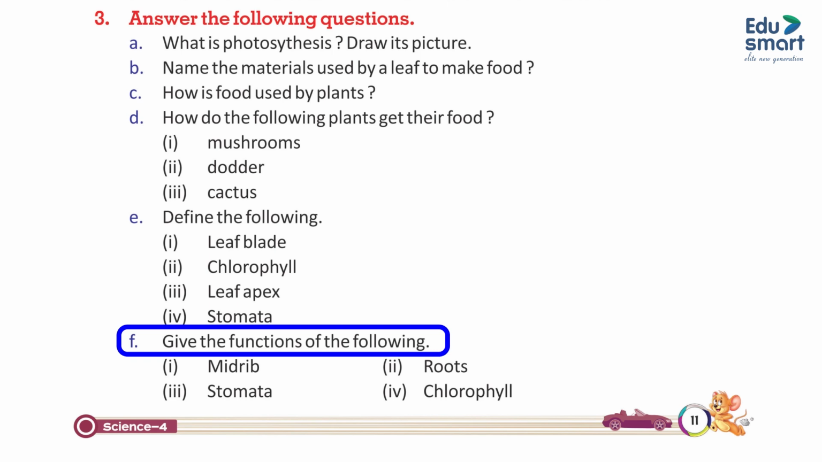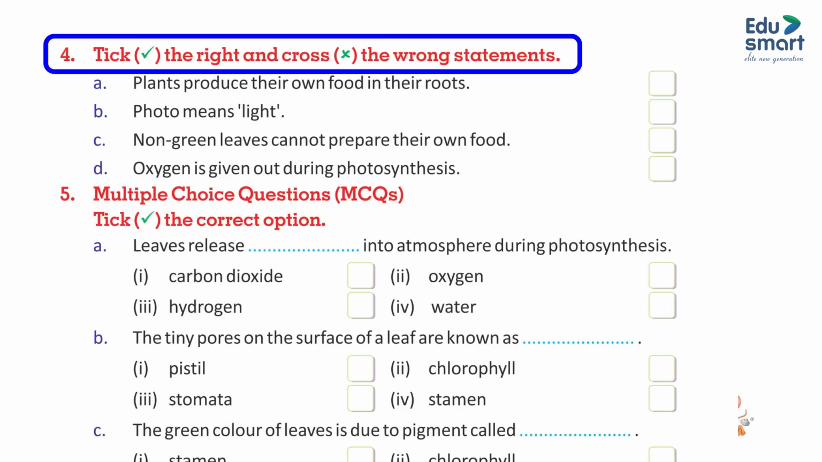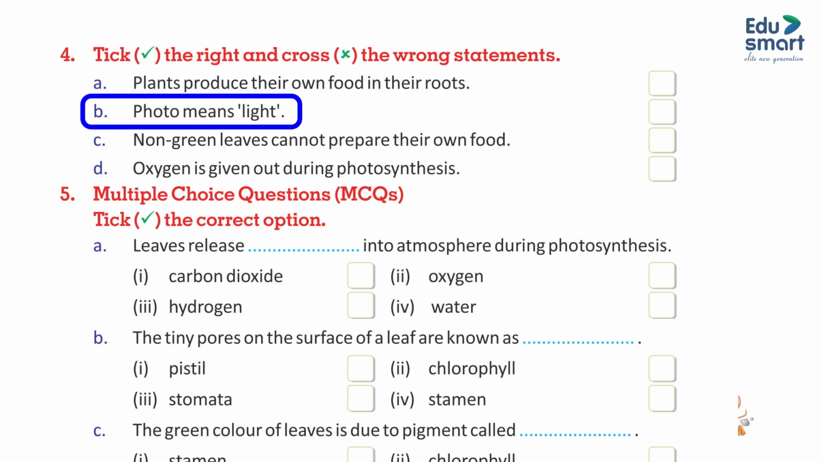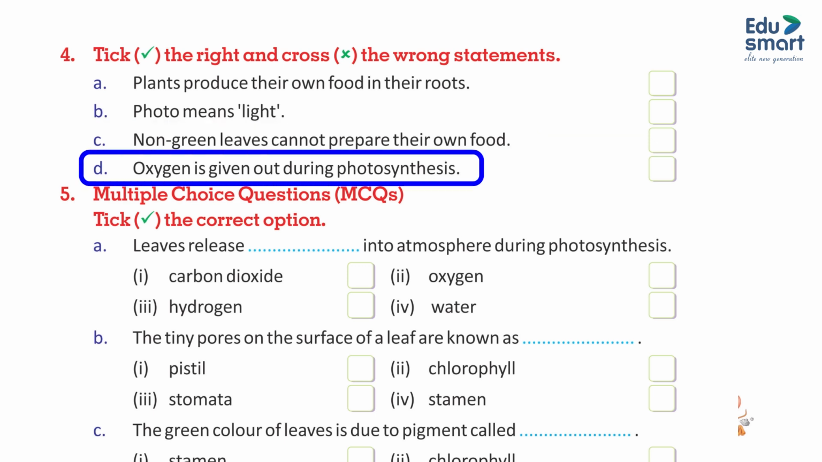F. Give the functions of the following. 1. Midrib. 2. Roots. 3. Stomata. 4. Chlorophyll. 4. Tick the right and cross the wrong statements. A. Plants produce their own food in their roots. B. Photo means light. C. Non-green leaves cannot prepare their own food. D. Oxygen is given out during photosynthesis.